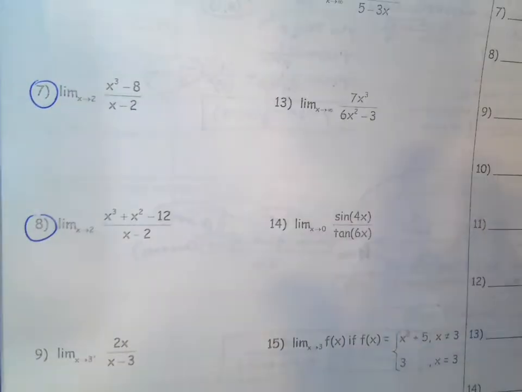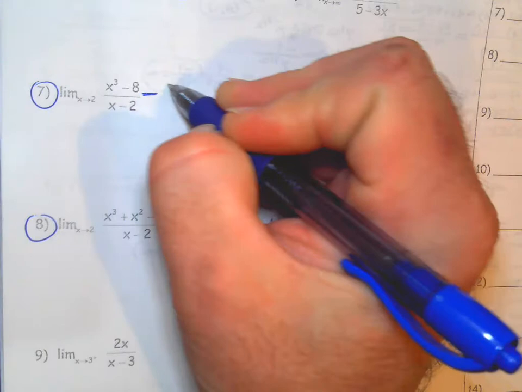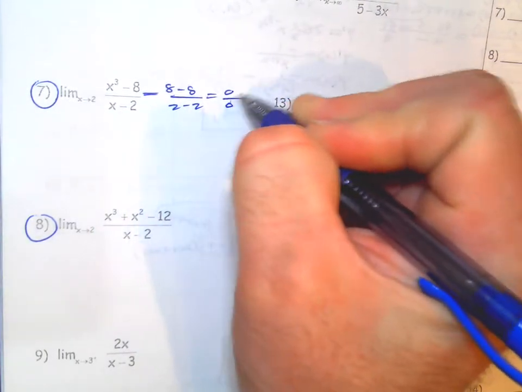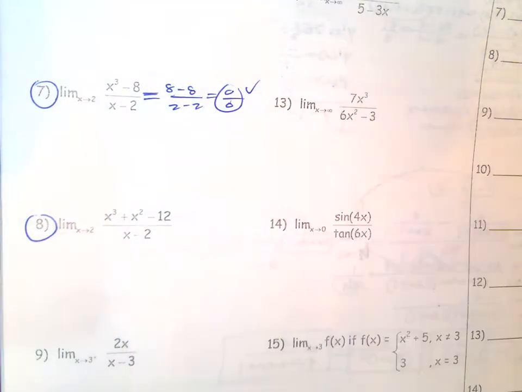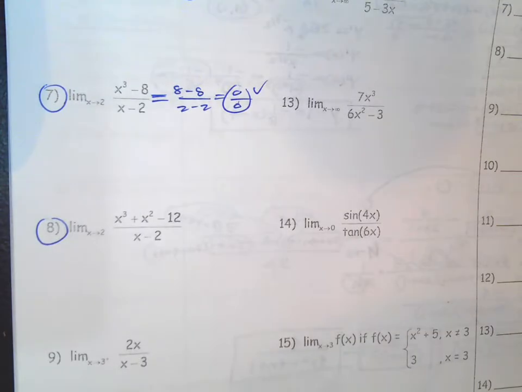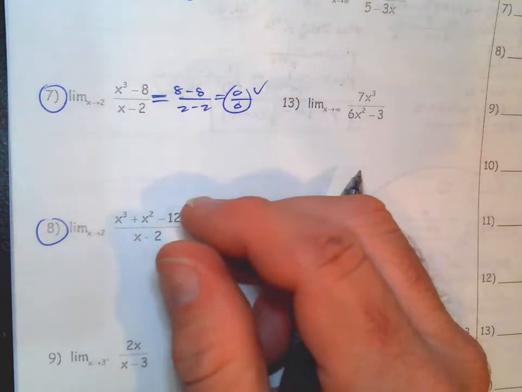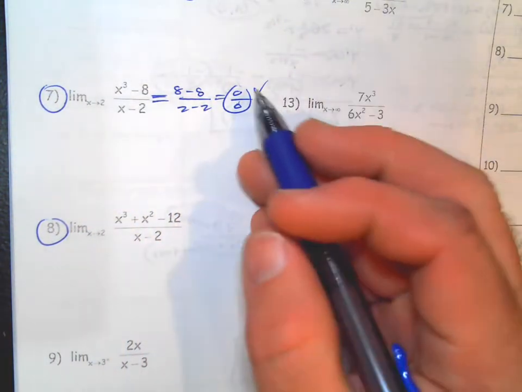Number 7, let's plug 2 in. We get 8 minus 8 over 2 minus 2 equals 0 over 0. So this is good to show that it is an indeterminate form, and to also tell you that there might be a hole in the graph. This tells you what you should do, by plugging the values in first and seeing what happens.